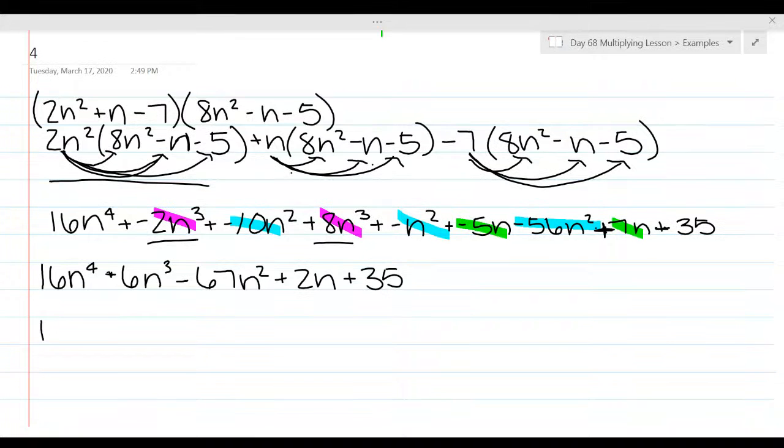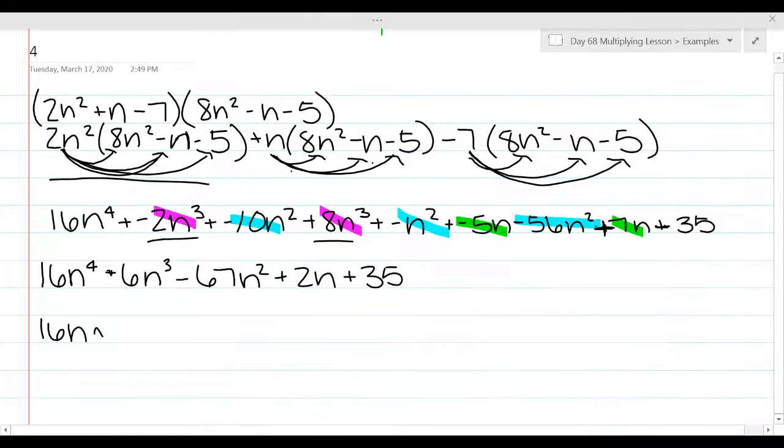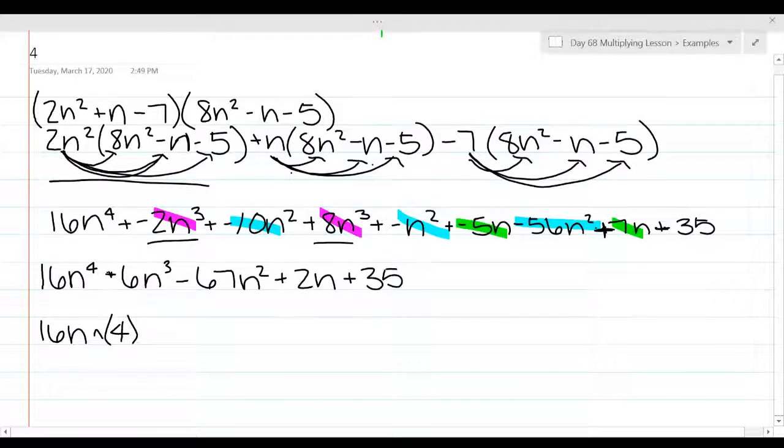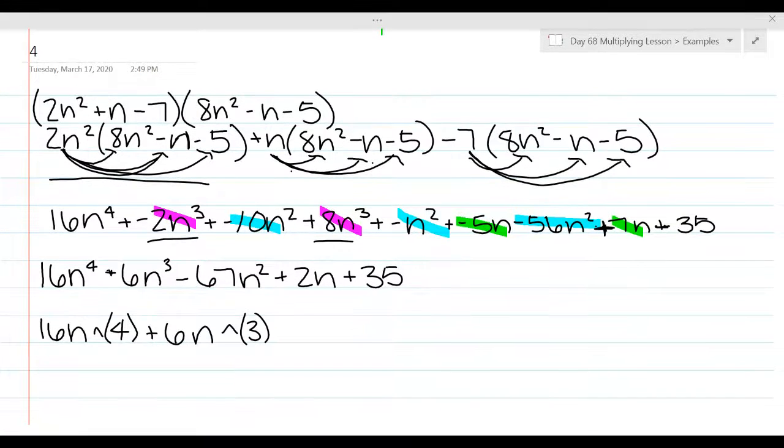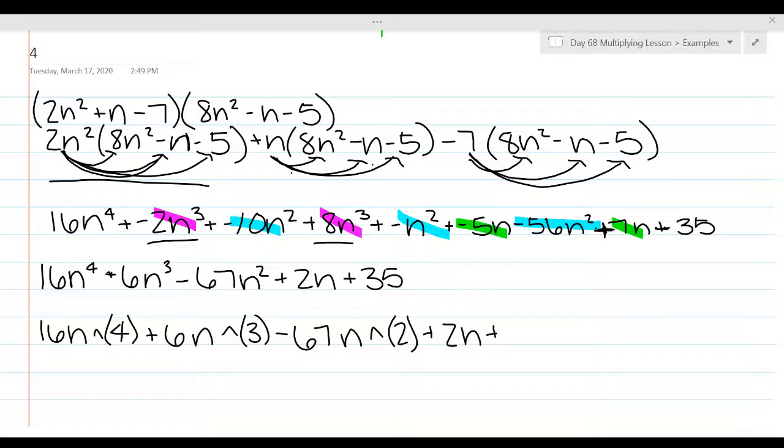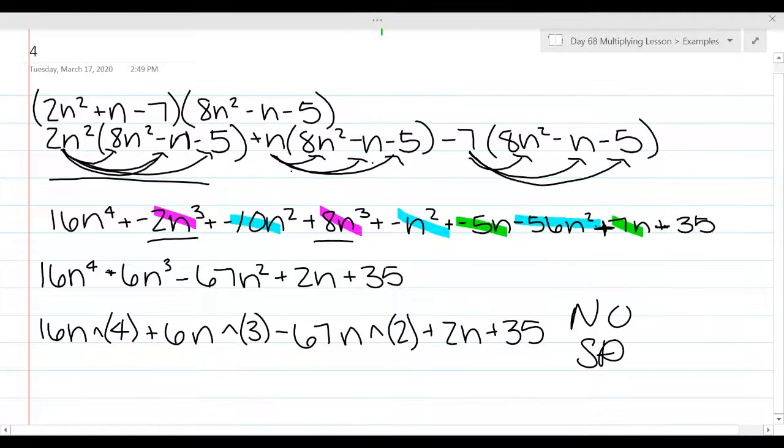So to write this in Google Forms, we got 16n caret 4 in parentheses plus 6n caret 3 in parentheses minus 67n caret 2 in parentheses plus 2n plus 35. No spaces. Okay. That is our last example for this section.